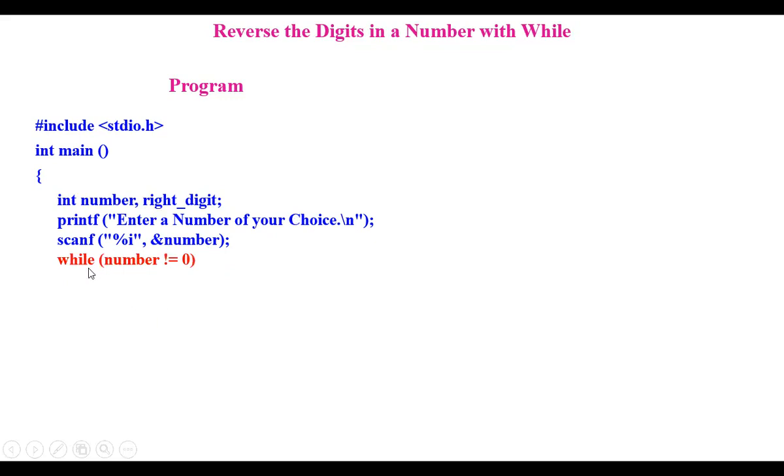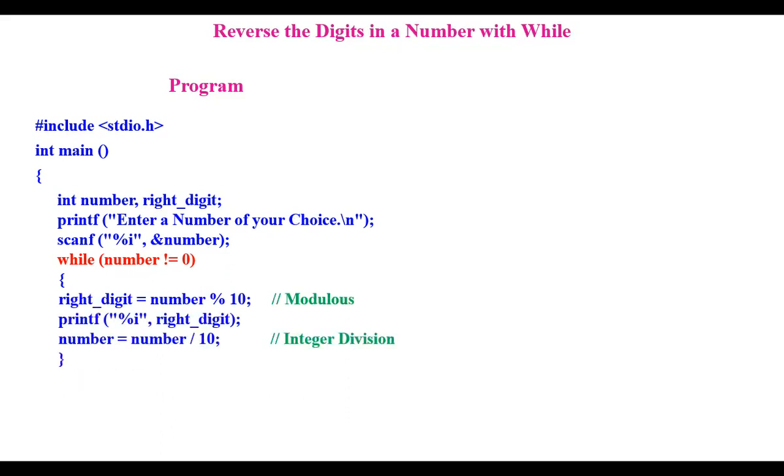Now, while the number is not equal to 0, this loop will be continued. Okay, how long? You see the loop. The statements in the loop are: I want to get the right digit, the number which you have entered, modulus 10. That means, suppose I have entered 123. 123 modulus 10 means the remainder, you will get 3. That 3 is taken as the right digit now. That 3 becomes the right side digit.